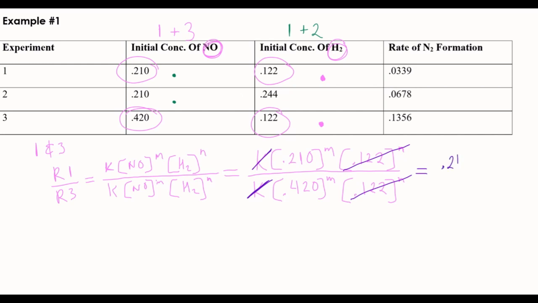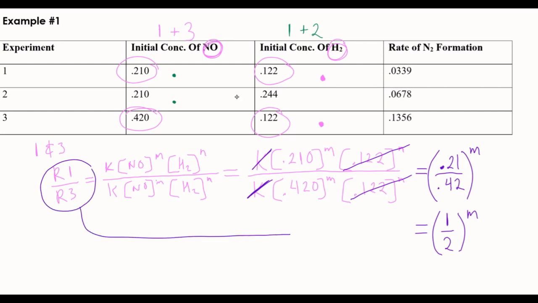So I'm just going to take that 0.210 divided by that 0.420, and this is still to the M power. We're trying to find M. When you take 0.21 divided by 0.42, you get a half. It's critical that you keep these things as fractions. Do not use decimal places. So that's 0.5, which is a half. Now, how are we going to solve for M? Well, we need to use rate 1 and rate 3, so I'm going to use the rates in our top equations up here.